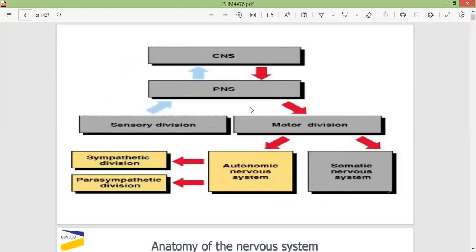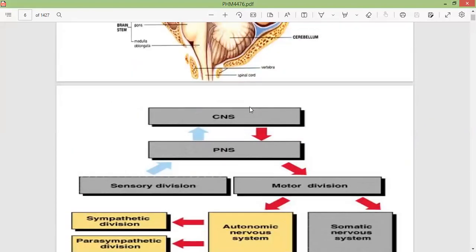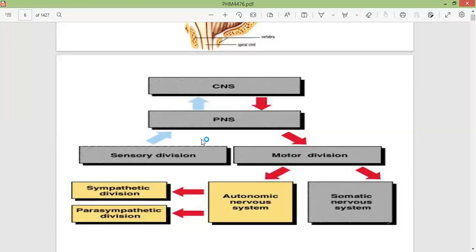And now let's go to the division of the nervous system as a whole. The nervous system will be divided into two: the central nervous system and the peripheral nervous system. The central nervous system, we already said, is composed of the brain and spinal cord only. So all the other nerves outside the brain and the spinal cord will be in the peripheral nervous system. The peripheral nervous system we'll divide into 2 categories: the sensory division and the motor division.